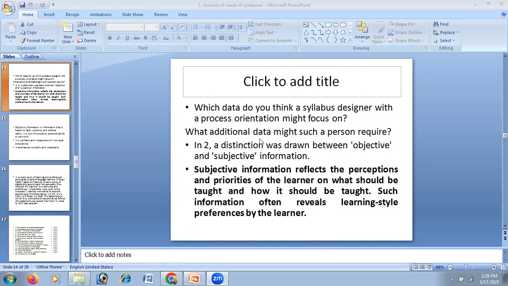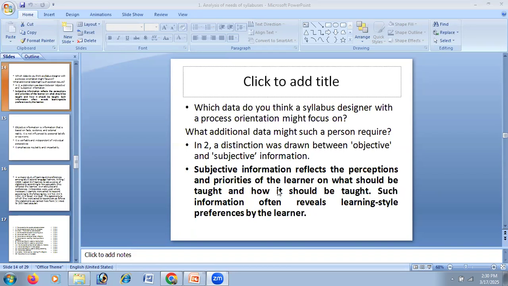And what additional data might such a person require? A distinction was drawn between objective and subjective information. Subjective information reflects the person's perceptions and priorities of the learner on what should be taught and how it should be taught. Such information often reveals learning style preference by the learner. That is the subjective data. That means the age, their preference, how many times they want to stay. That is the subjective data.